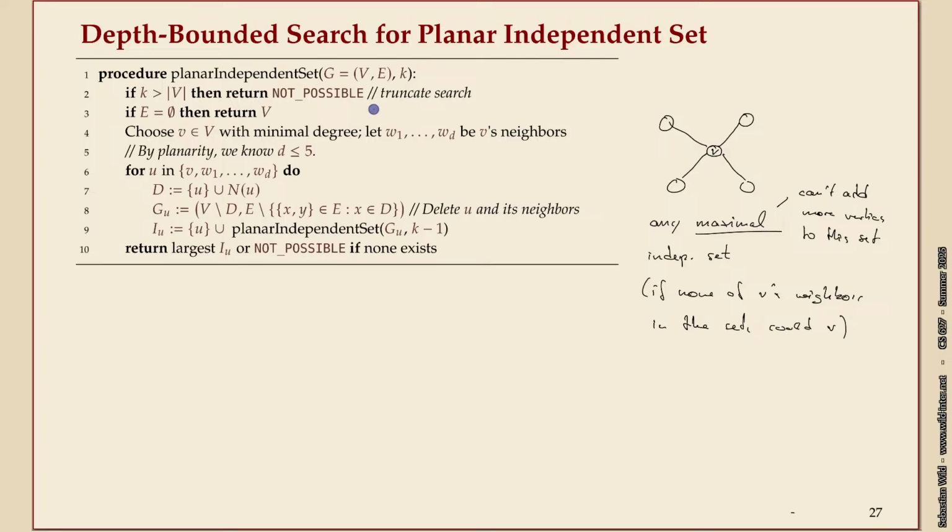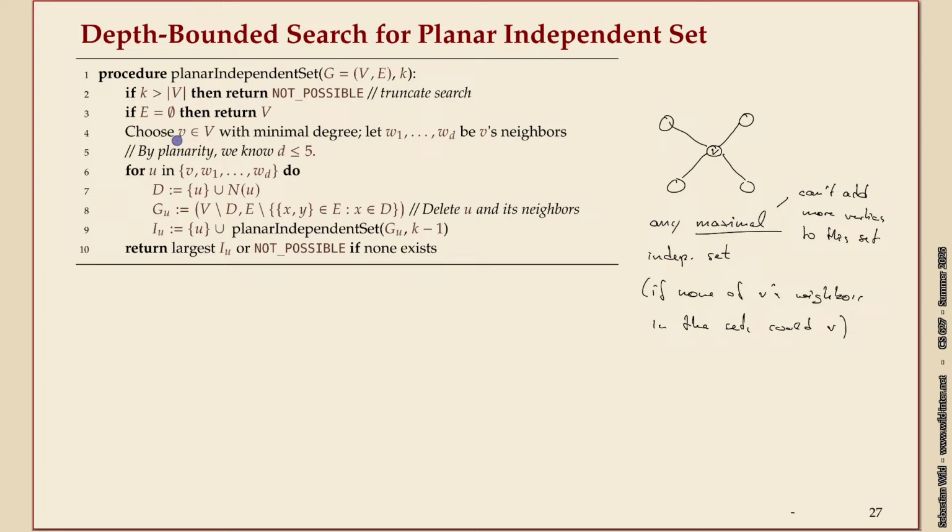And so what it does is obviously a depth-bounded search. That's still the chapter we're in. So we're given a graph and the parameter k, which is the size of the independent set we're trying to construct. If k is larger than the number of vertices in the entire graph, then we're certainly out of luck. Whereas if the edge set is empty, then that's easy. We can just return the entire set.